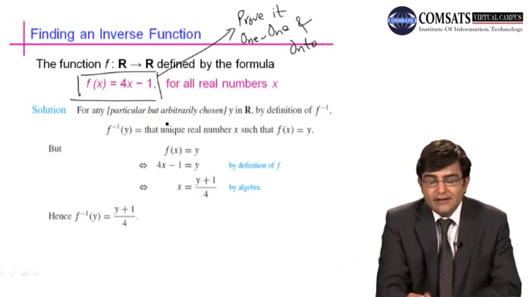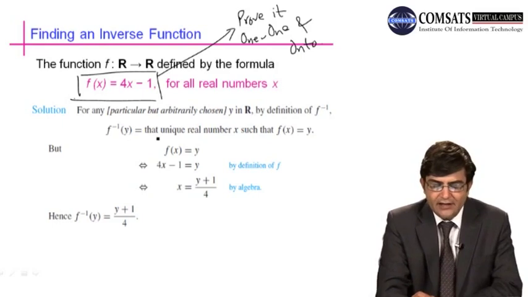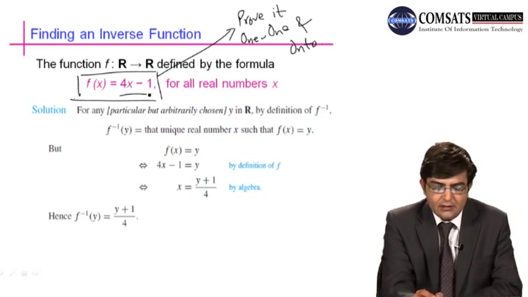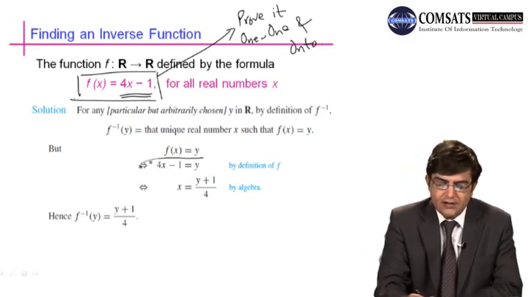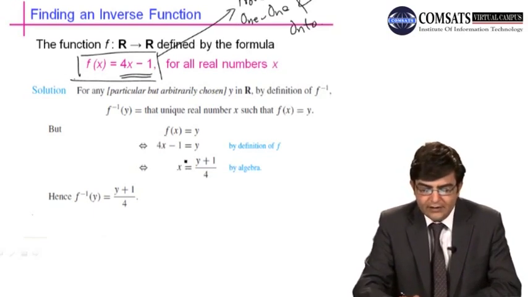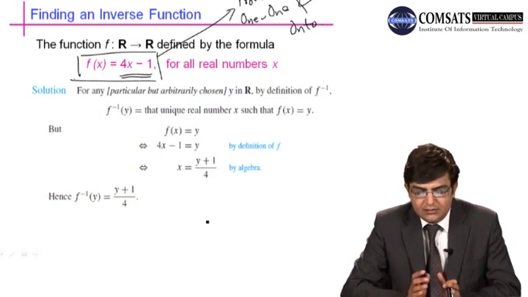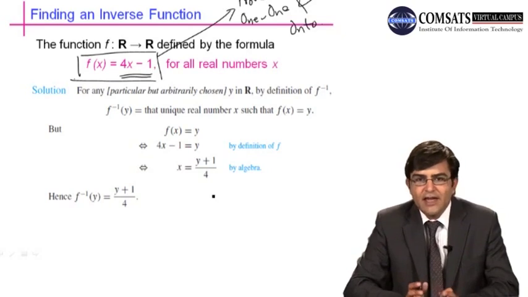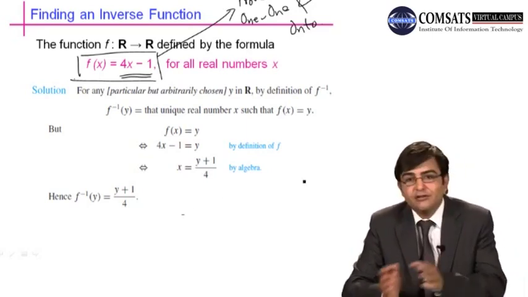For any particular but arbitrarily chosen y in R, by definition of f inverse, f inverse of y is equal to x, such that f of x is equal to y. So f of x is equal to y, where f of x is equal to 4x minus 1, or we can write it as 4x minus 1 is equal to y. Now here we try to find the value of x, or we try to separate the x, and find an expression in which x is separate and y is separate. Means we try to find x as a function of y.